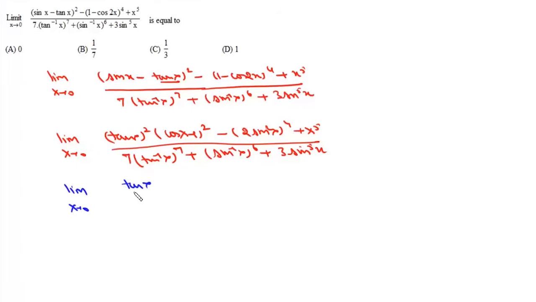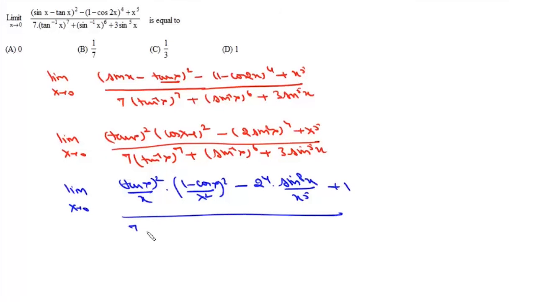Now it will be this 10x whole square upon x, and we'll write this as 1 minus cos x upon x square whole square, and here will be 2 to the power 4 sin to the power 8x upon x to the power 5 plus 1. This is 7 tan inverse x to the power 7 upon x to the power 5 plus sin inverse 6 upon x to the power 5 plus 3 sin to the power 5x upon x to the power 5.